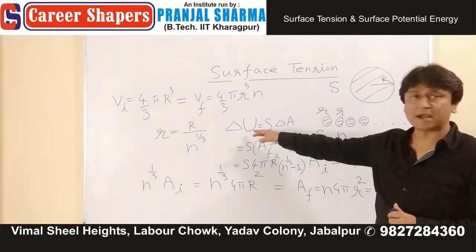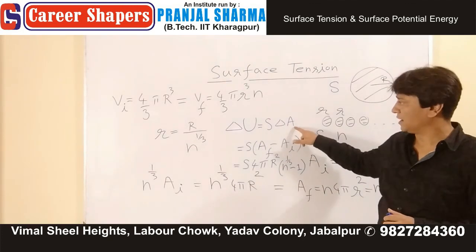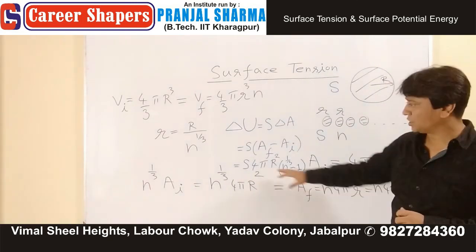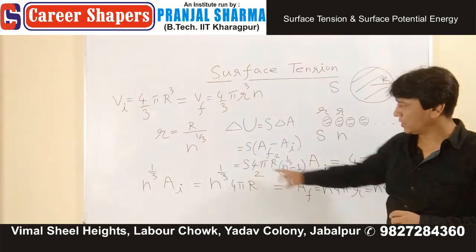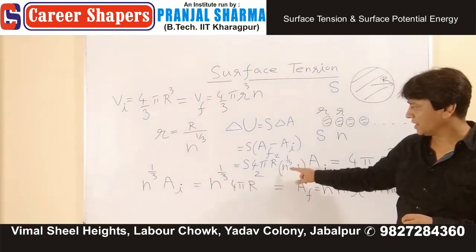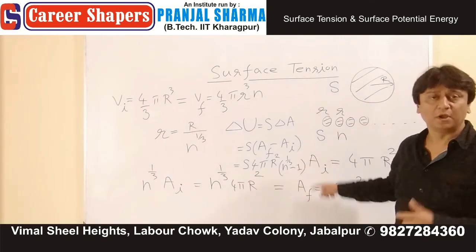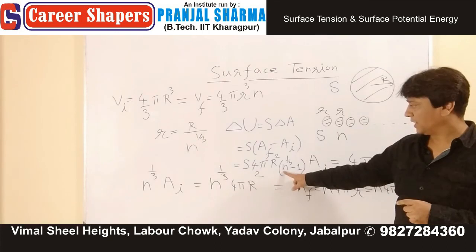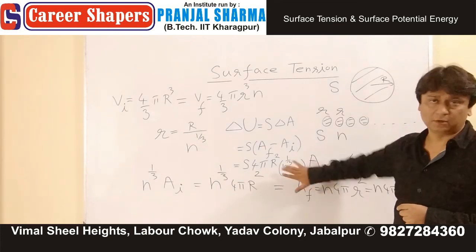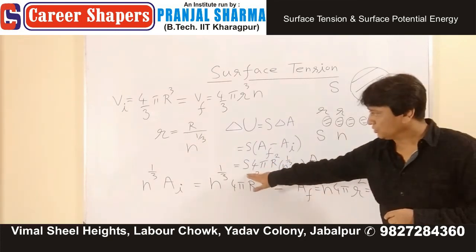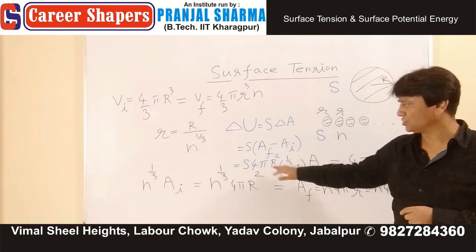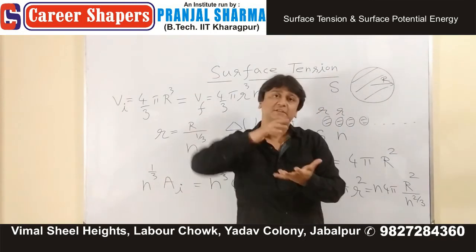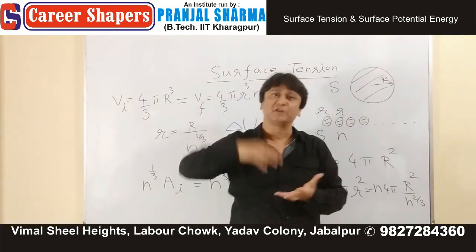ये सिंपल है, कुछ खास नहीं है. अपने को क्या फाइंड करना है? डेल्टा यू, एस इंटू डेल्टा ए. पूरा दिमाग ए फाइनल फाइंड करने में था. तो दिस इज योर डेल्टा यू, S times 4 pi r square, cube root of n minus 1. For n equals 8, cube root of 8 is 2, minus 1, 1. Change in surface energy will be S into 4 pi r square. Interesting part is what? Surface potential energy is increasing.